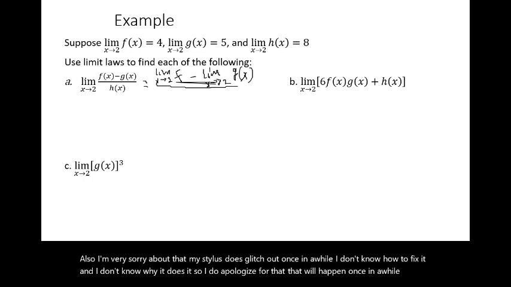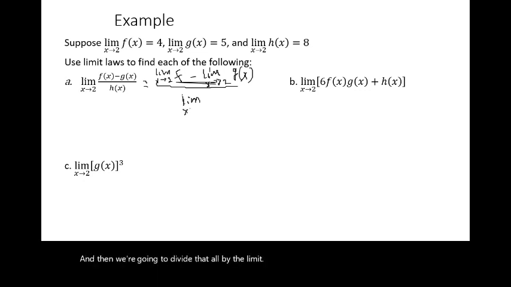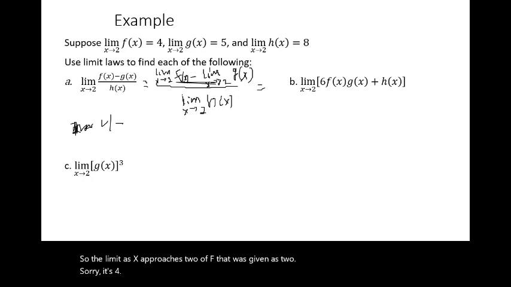And then we're going to divide that all by the limit as x approaches 2 of h of x. So the limit as x approaches 2 of f, that was given as 4, minus the limit as x approaches 2 of g, which was given as 5, divided by the limit as x approaches 2 of h, which is 8, giving us a final limit of negative 1/8.